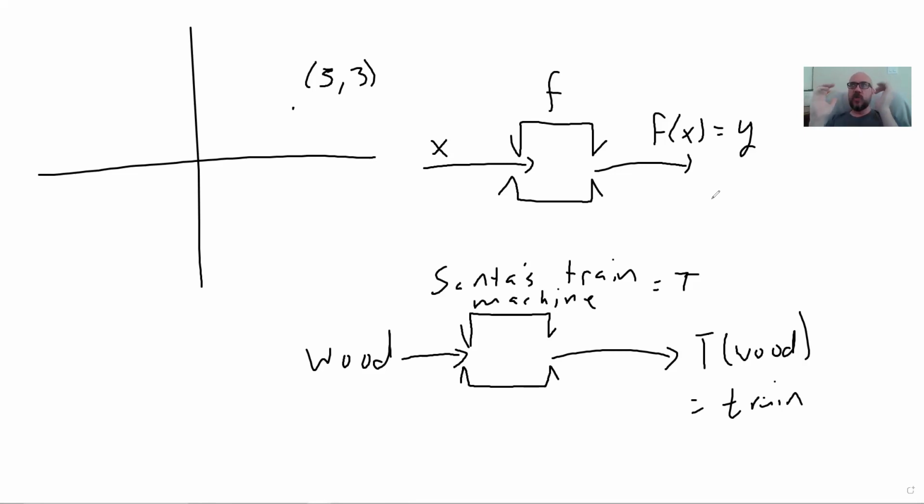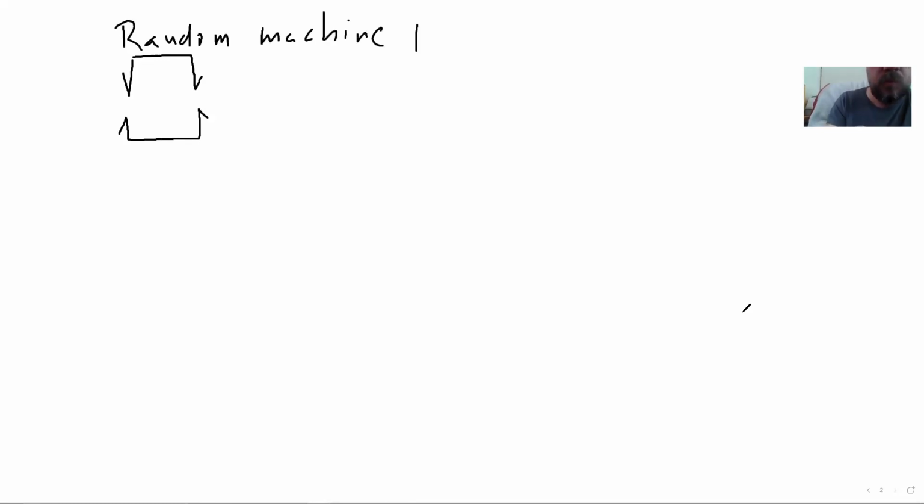Functions are consistent. They give you the same output every time for the same input. So if you get one input giving you two different outputs, like Santa puts a piece of wood into a different machine, this one is going to be called R, the random machine.